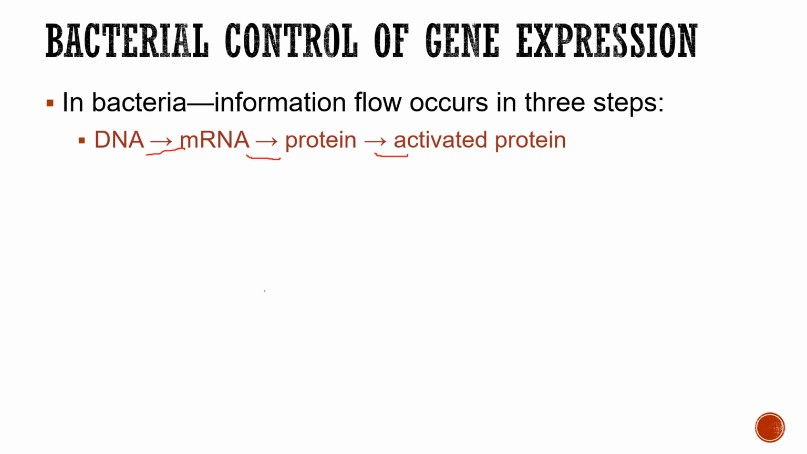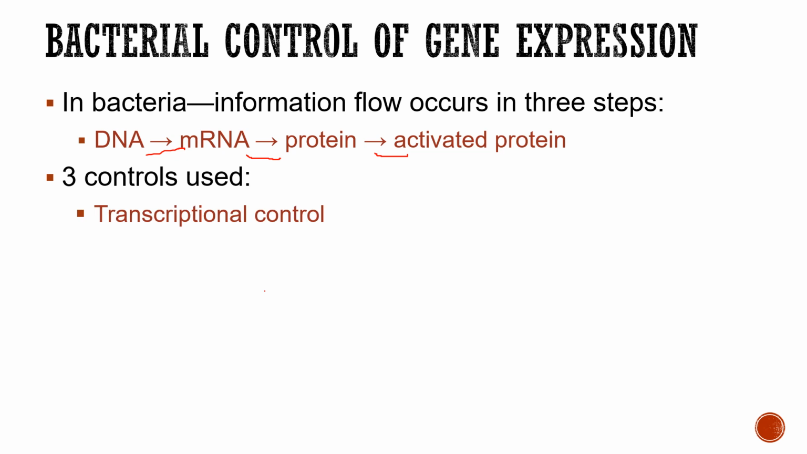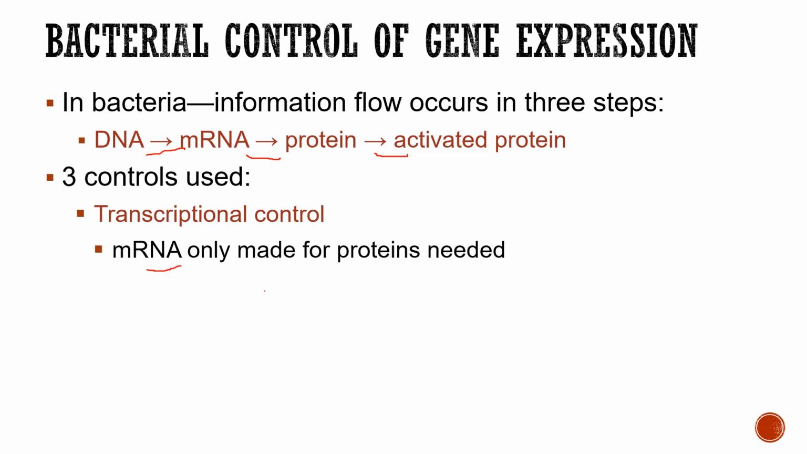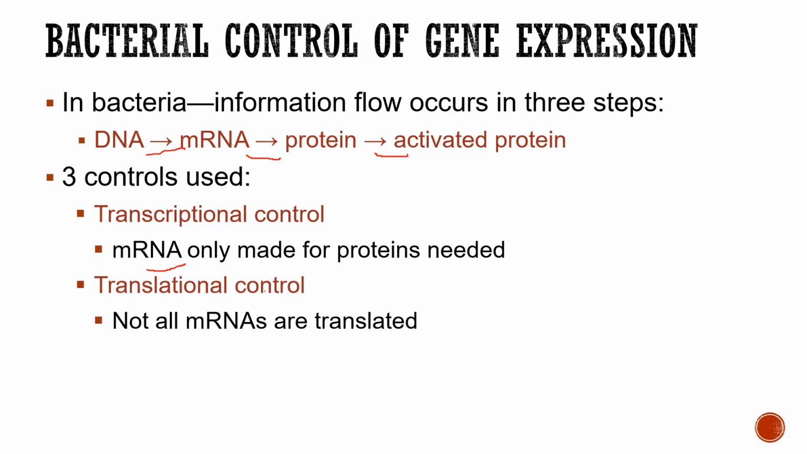So all 3 of these provide places for control. We can control transcription, which is when the mRNA is made, or if it is made. So the cell only makes mRNA that is needed to make the protein it needs. Translational control: not all mRNAs actually get translated. Even if the mRNA is there, it can be degraded more quickly, or it can be altered so that translation doesn't occur.